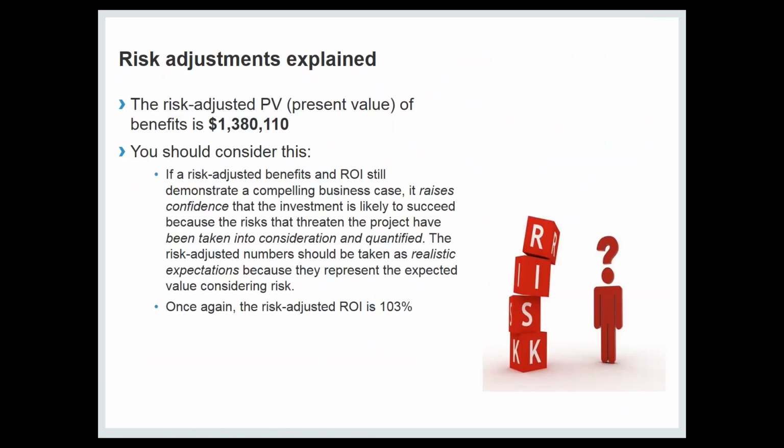Next slide. So you should consider this relative to risk. If risk-adjusted benefits and ROI still demonstrate a very compelling business case, as it does with Pivot3, it raises confidence that the investment is likely to succeed because the risks that threaten the project have been taken into consideration and quantified. The risk-adjusted numbers should be taken as realistic expectations because they represent the expected value considering risk. Once again, the risk-adjusted ROI was a very, very good 103%. Next slide.